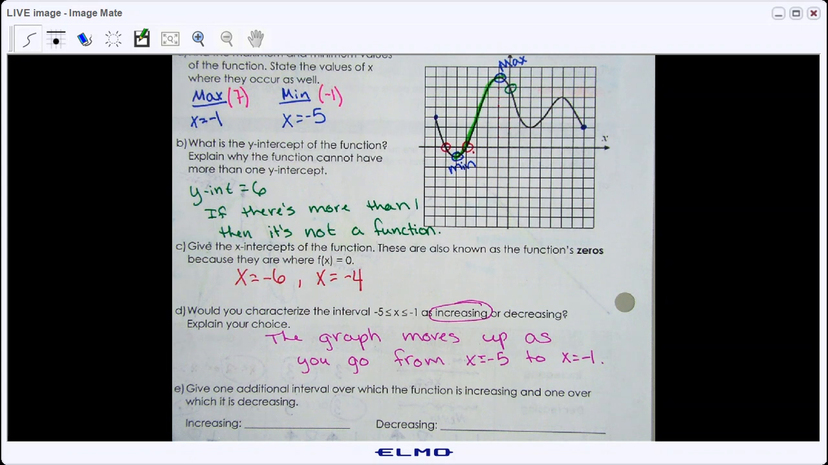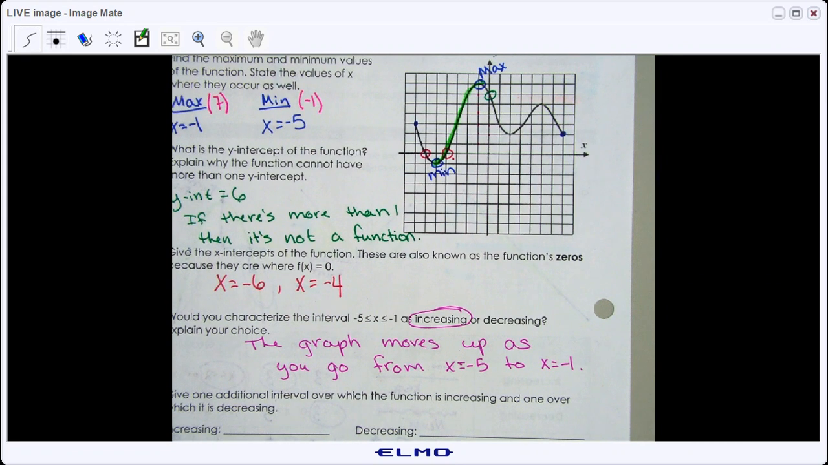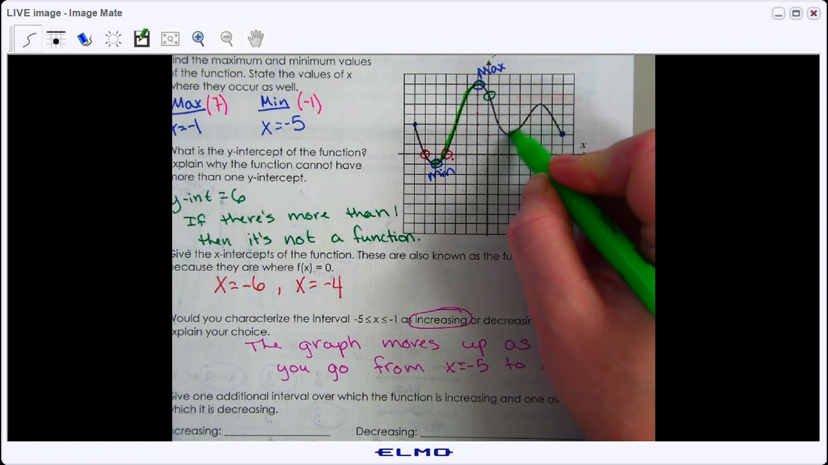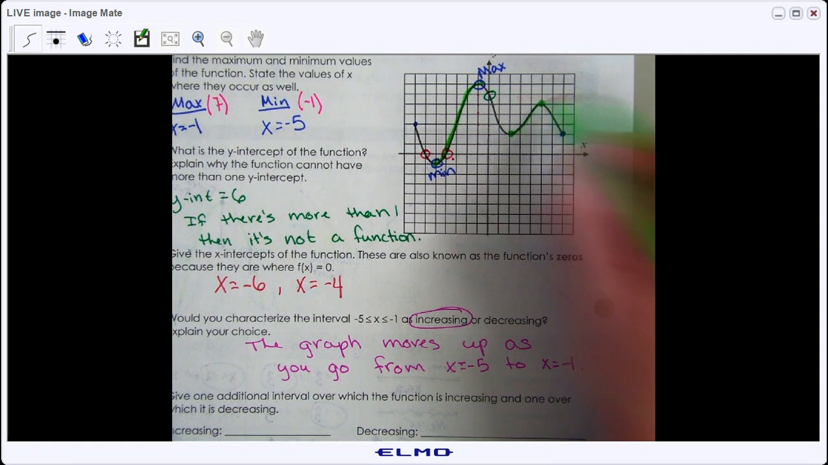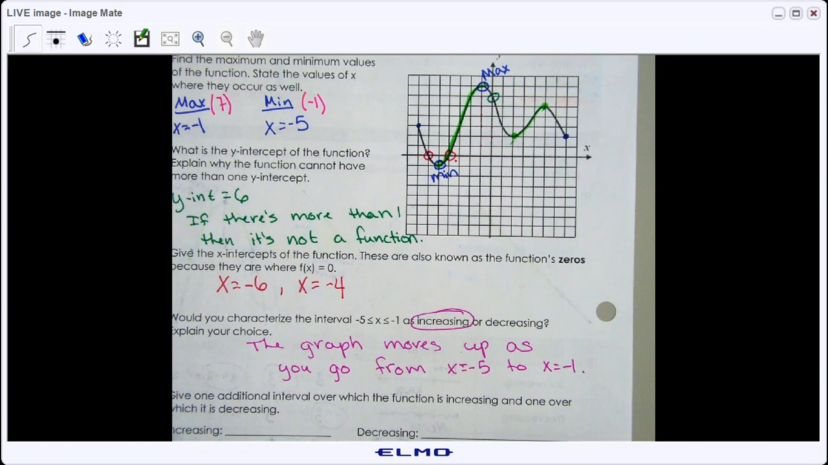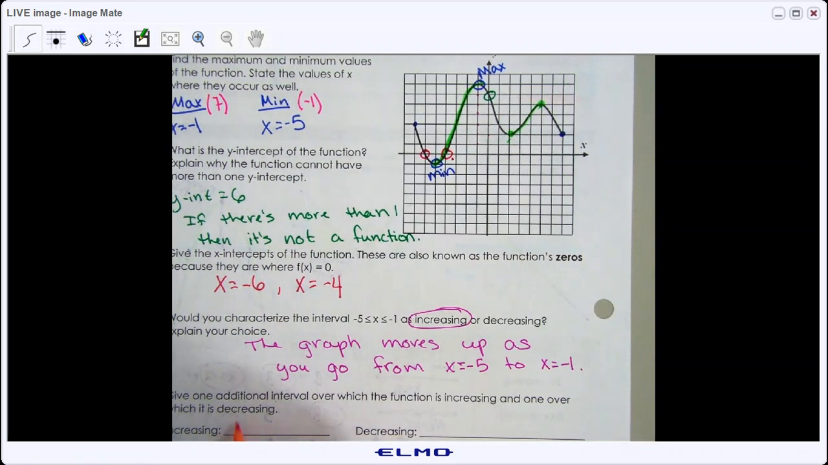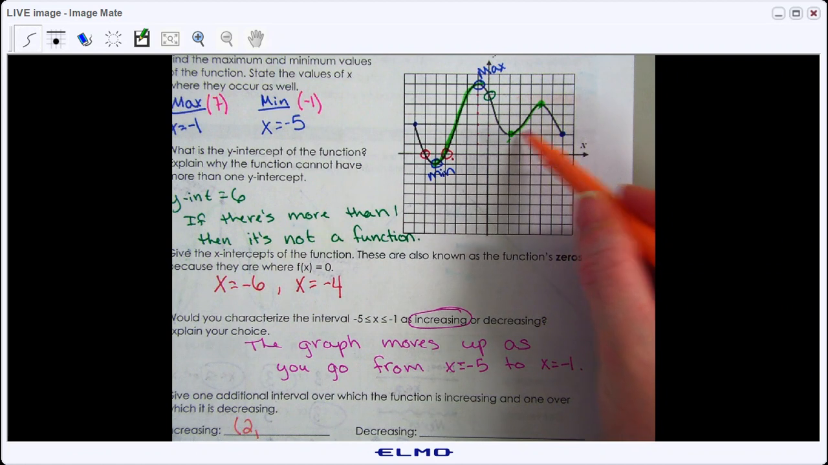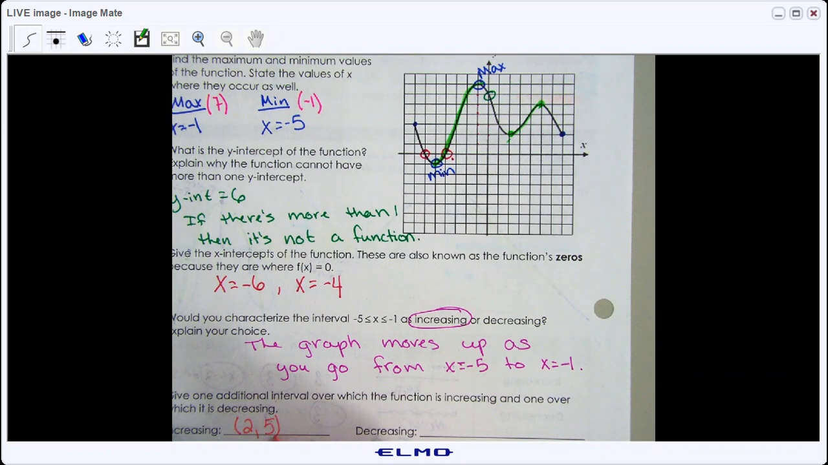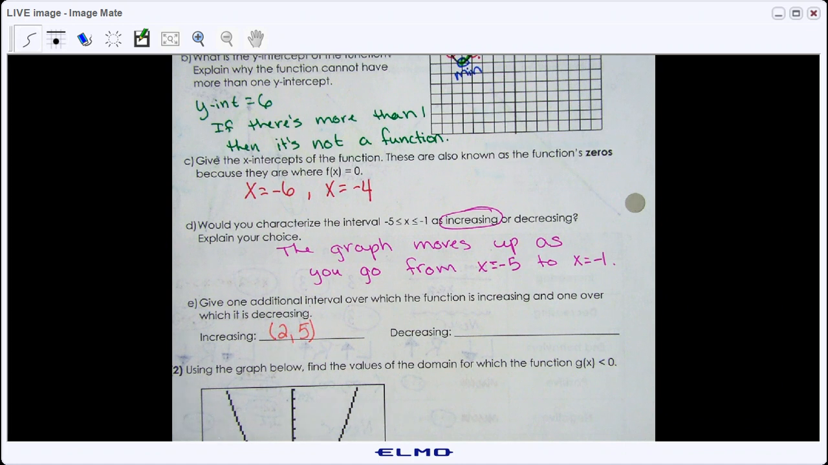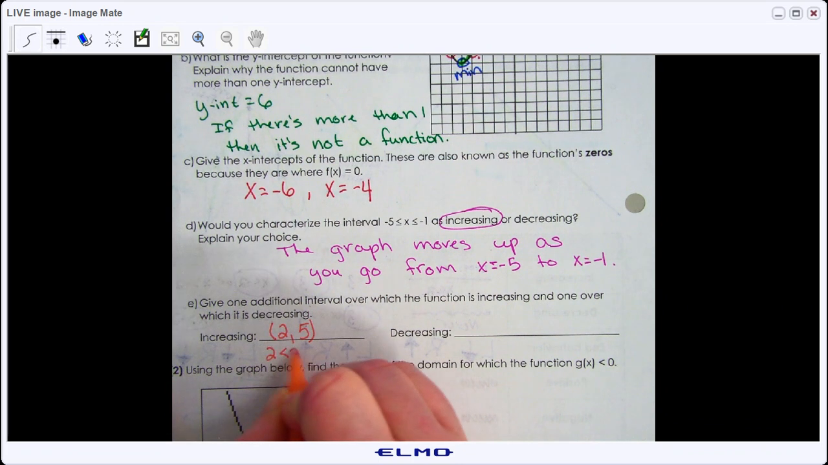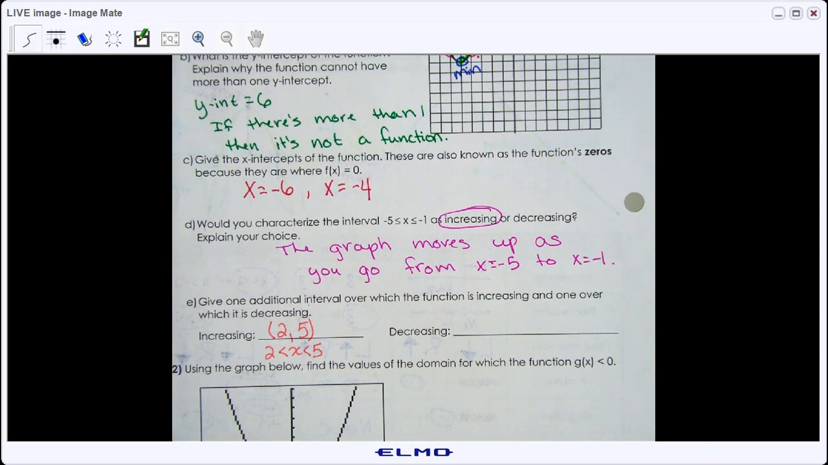All right, so give one additional interval over which the function is increasing and one over which it is decreasing. Okay. There's only one other time when this function is increasing, and it's from here to here. So I have to find my x coordinates for that. So when x is 2 to when x is 5. I can either write it in interval notation, 2 to 5, or I can write it with inequalities. Doesn't matter. It just has to be one of them.